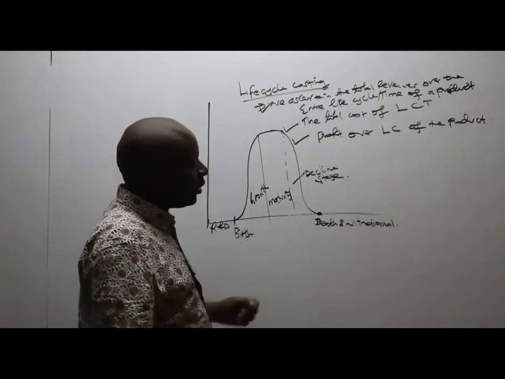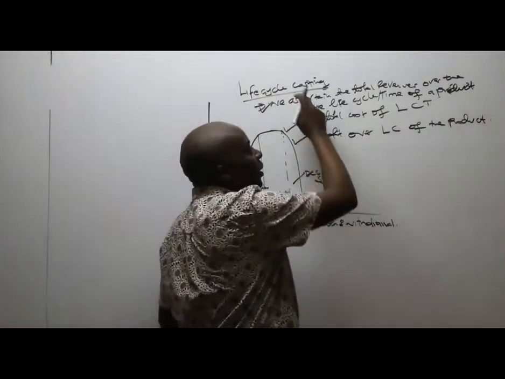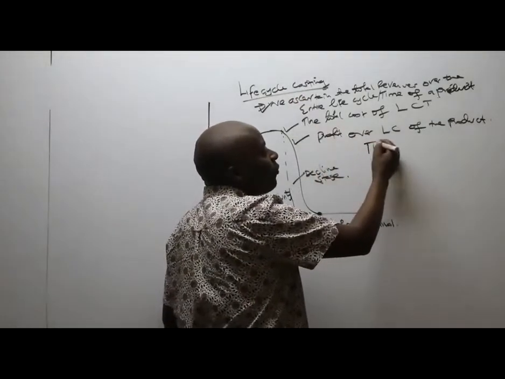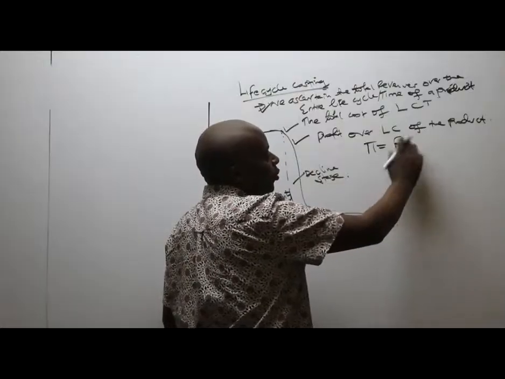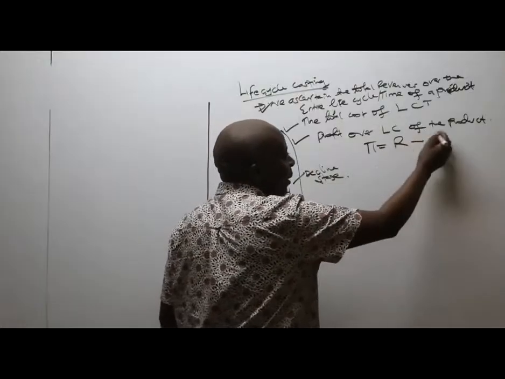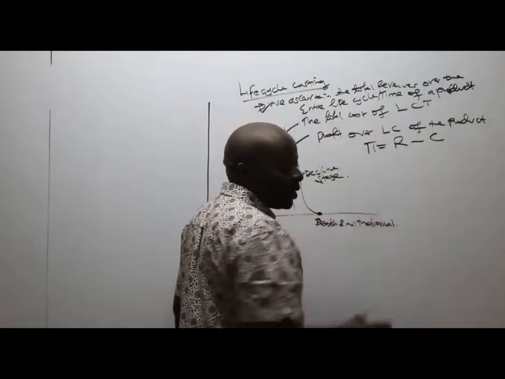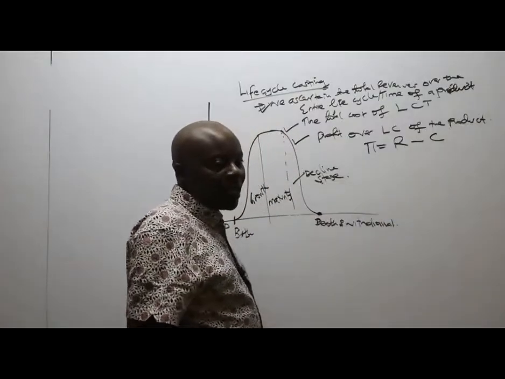So ultimately, what we want to do under life cycle costing is to get profit, which is the total revenue over the entire life cycle minus the total cost over the entire life cycle.